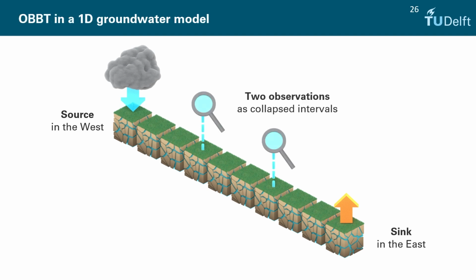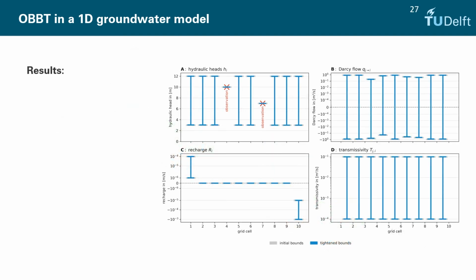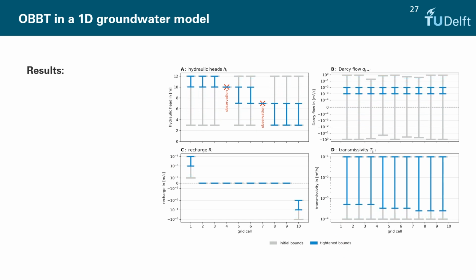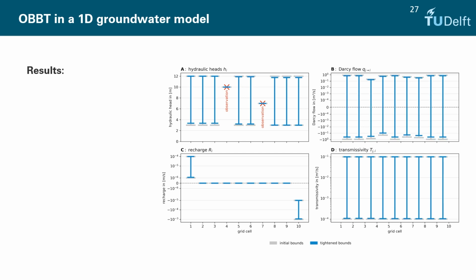We also assume that we have 2 hydraulic head observations, and the way that we integrate these in optimization-based bound tightening is that we are basically taking the hydraulic head intervals and collapsing them onto the observed values in this framework. We assume that we don't know the exact hydraulic heads, we don't know exact transmissivities, we don't know the recharge values, and we don't know the volumetric flow. We basically let optimization-based bound tightening infer those from the physical equations and the initial bounds we are prescribing. If we do so, we can see that the initial bounds, shown here in gray, quickly tighten to yield the tight blue intervals that we see here at the end of the animation.